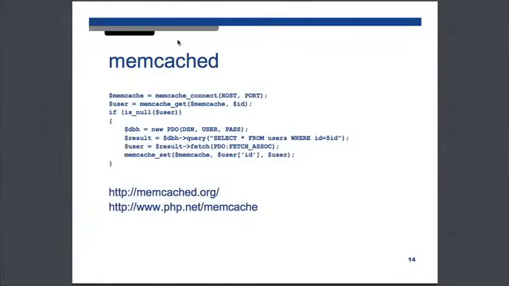Memcache is an even more powerful mechanism. Facebook has made great use of this over the years, especially initially. Memcache is a memory cache. So it is a piece of software, a server, that you run on a server. It can be on the same server as your web server. It can be on a different box altogether. But it essentially is a mechanism that stores whatever you want in RAM.